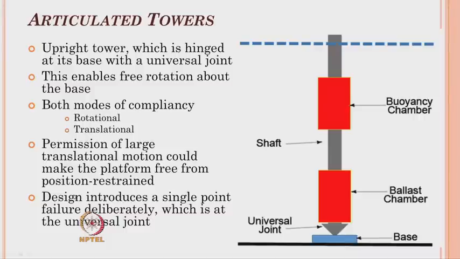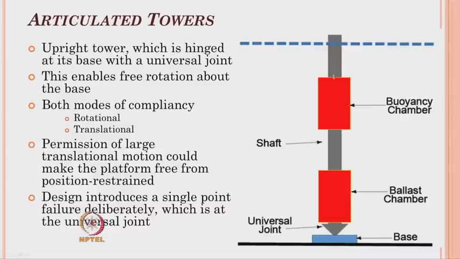The second type of platform, which is also compliant in nature and has merits better than the guy tower, is the articulated platform. The term articulation refers to a universal joint which is again similar to a ball joint.